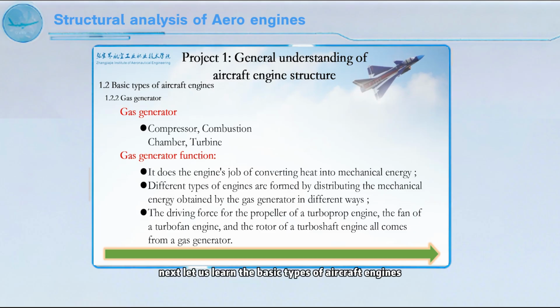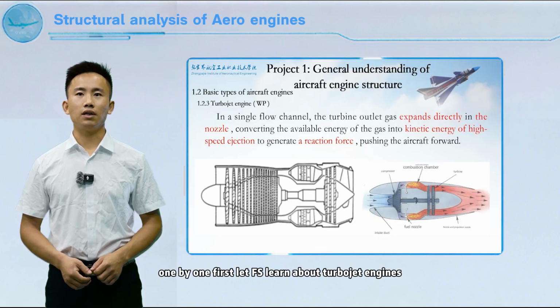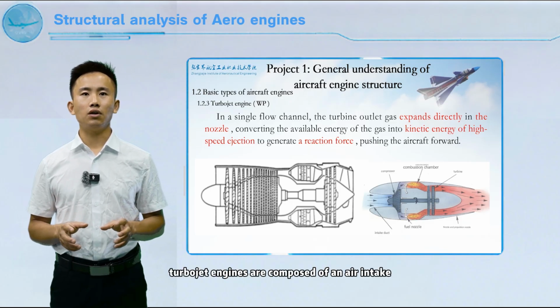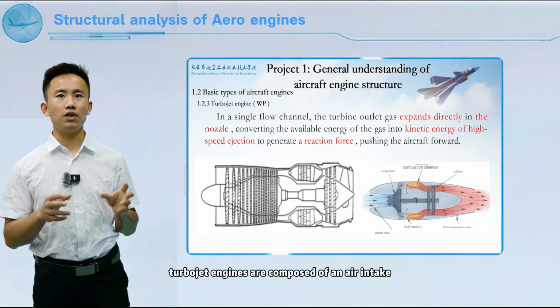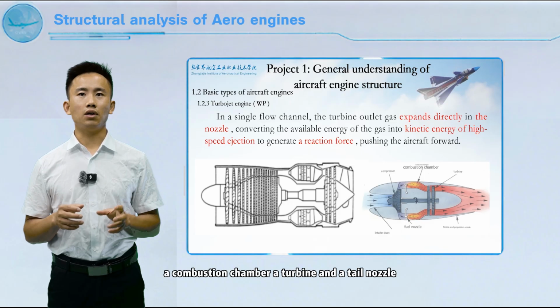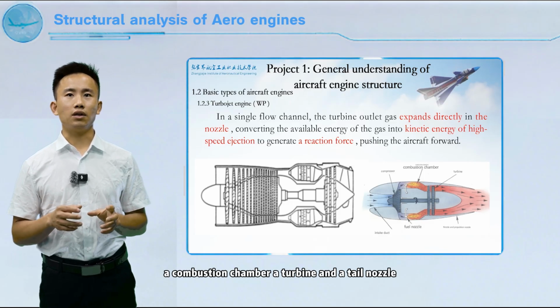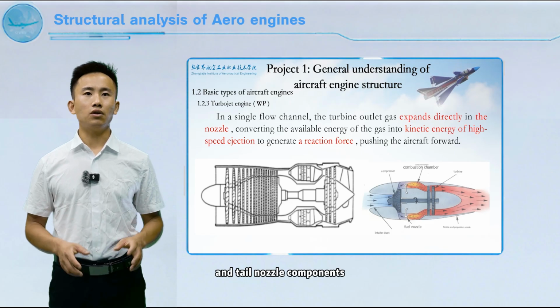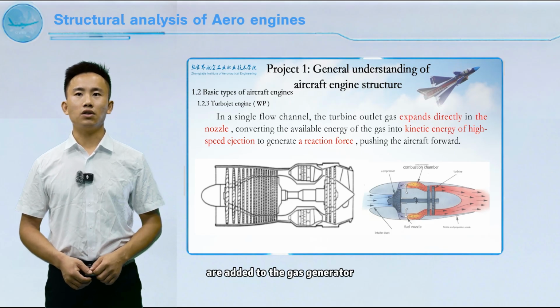Next, let us learn the basic types of aircraft engines one by one. First, let us learn about turbojet engines. As shown in the figure, turbojet engines are composed of an air intake, a compressor, a combustion chamber, a turbine, and a tail nozzle. That is, the air intake and tail nozzle components are added to the gas generator.